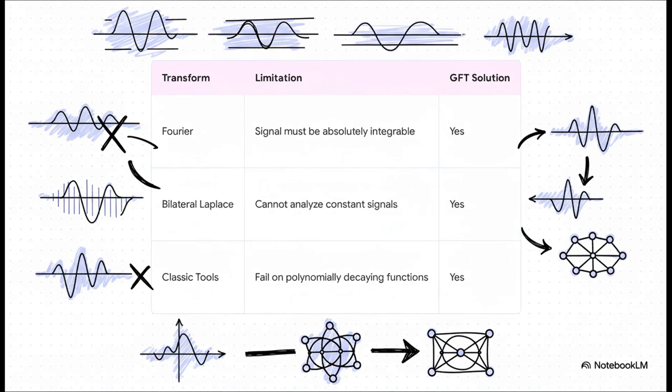I mean, when you lay it all out like this, you can really see what a huge leap this is. Those signals that fade out too slowly for Fourier, the GFT handles them. Those steady, constant signals that stump the Laplace transform, GFT gets those too. It's one single, unified framework that does everything the old tools could do and then some.